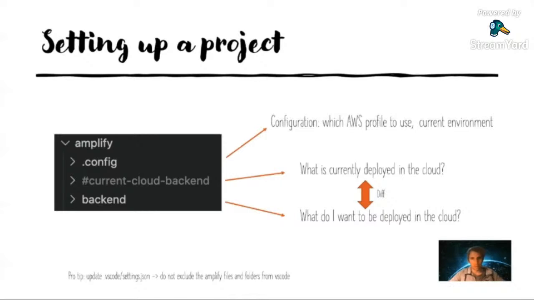Now, the current cloud backend directory, the name says it all. It contains everything that is currently deployed within our cloud and within our environment. The backend directory, however, contains everything that we want to be deployed in our account. Now, when we run an Amplify push, when we push changes towards the cloud, Amplify will compare everything that we want to be deployed, so the backend directory, with everything that is already deployed, so the current cloud backend directory, and based upon this, it will start updating the CloudFormation stacks in your account.